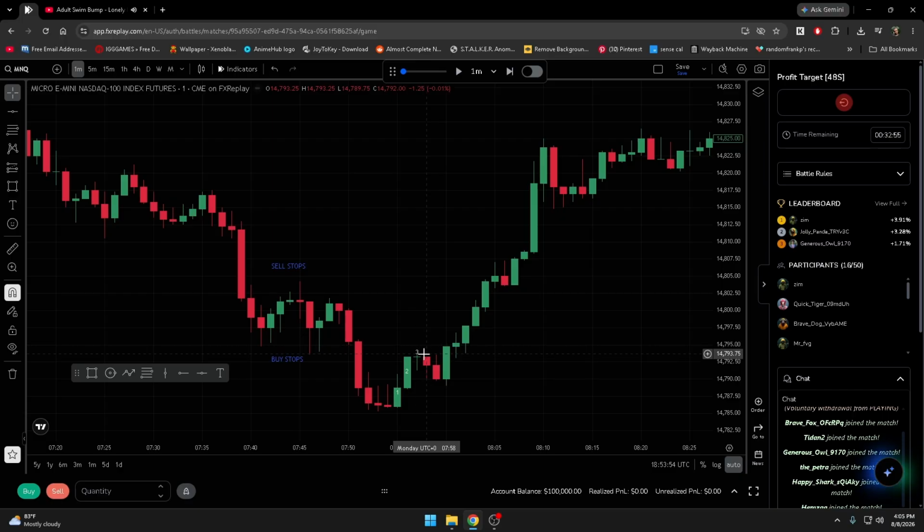So the top of this candle right here, if price goes above that and closes above that, it should continue upward. If it's a sell side, for example, right here, perfect. Not perfect.